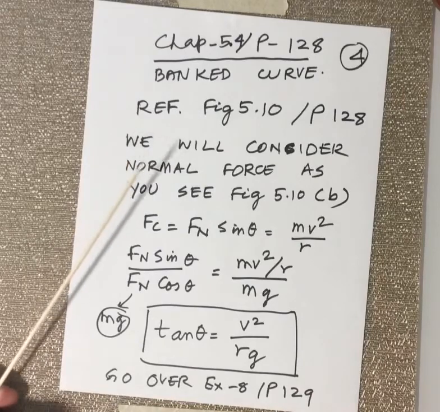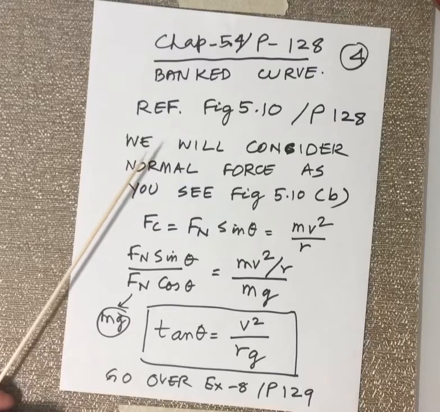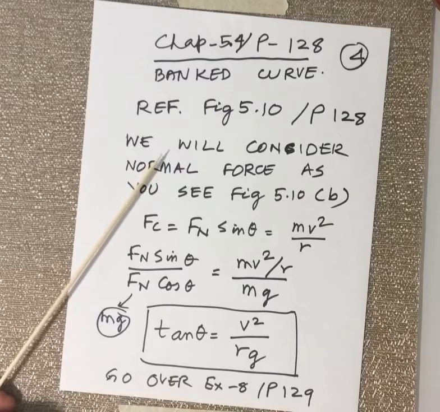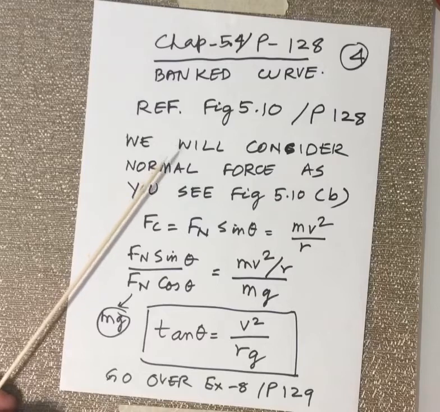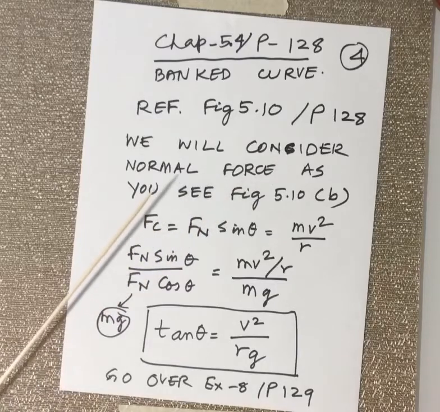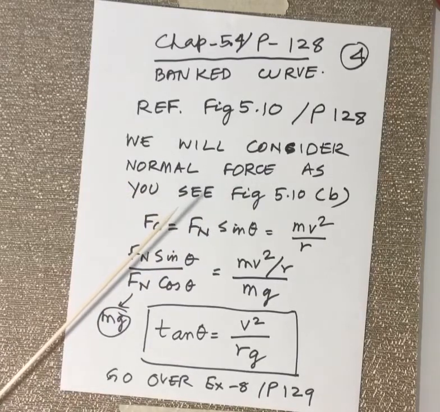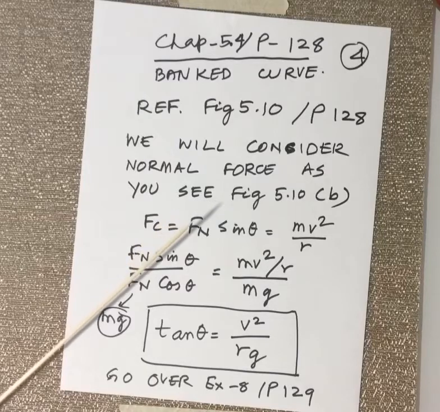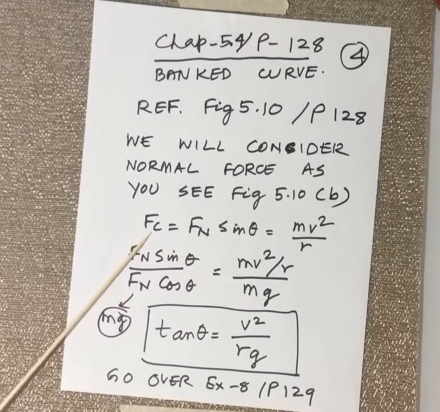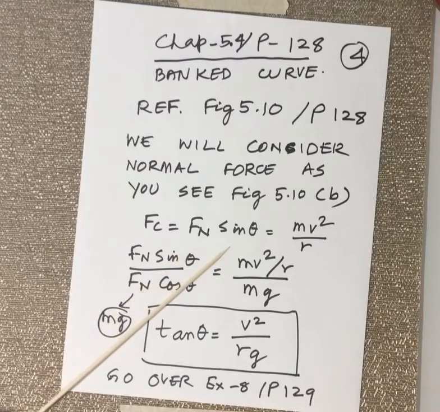We are going to the last section, which is banked curve, chapter 5, section 4, page 128. Refer to figure 5.10 on page 128. We'll consider how the normal force acts in figure 5.10b. So Fc, which is centripetal force, equals Fn sine theta, which is mv squared over r.